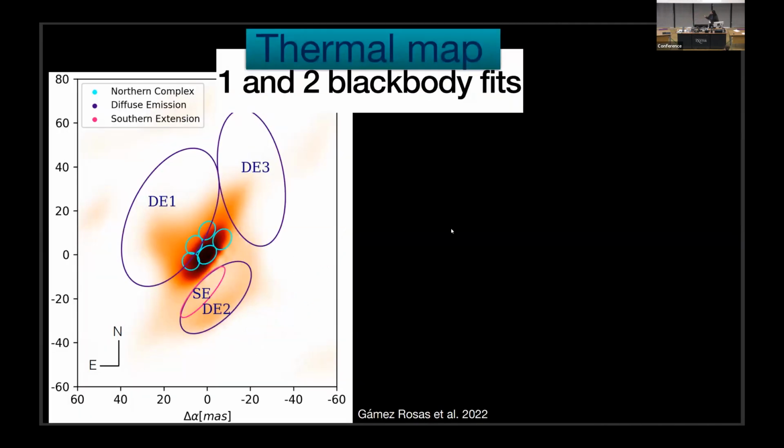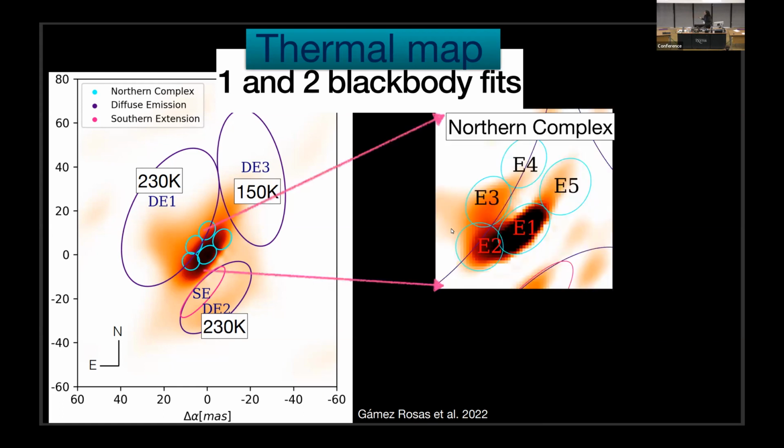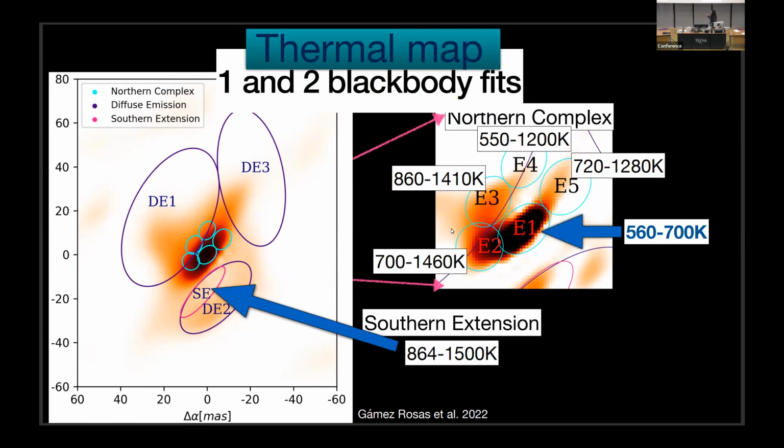Very well. So now, for all the areas that we chose, we have temperatures, and we can actually make a temperature map of our AGN. And we find that for the extended emission, we get very low temperatures of 150 Kelvin. But for what we call the northern complex, which is formed by these 5 greenish ellipses, as I told you before, E1 had a very low temperature, but all the other ones had very high temperatures. We put 1,500 Kelvin as the upper limit because of the sublimation temperature of silicates. We also found that the southern extension, which is this pink ellipse here, also has a very high temperature. So this was also very unexpected.